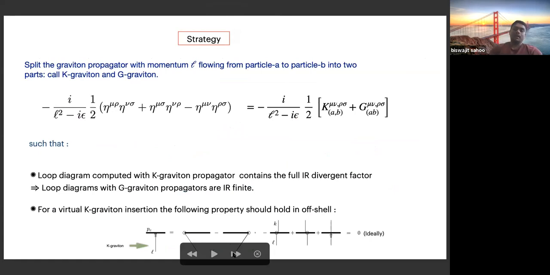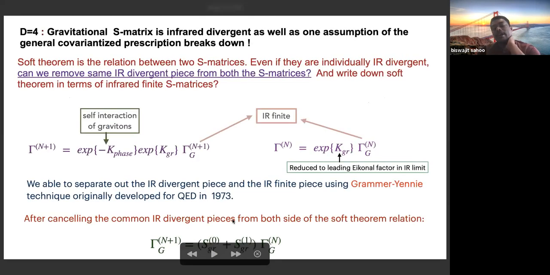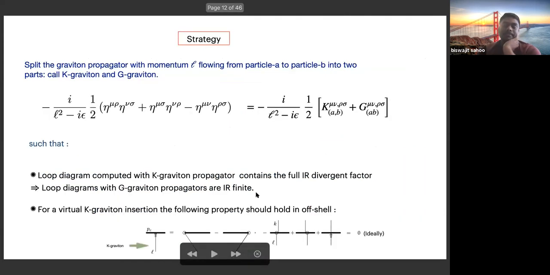Basically, we have to first factor out the IR divergent piece from the IR finite piece, and that thing for the quantum electrodynamics case was developed by Grammer and Yennie in 1973, and we basically generalized this idea for the case of gravity, which I am going to explain.